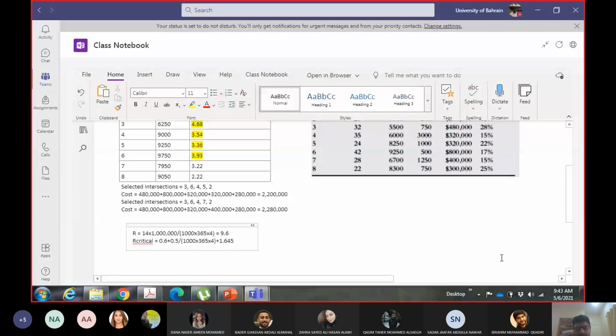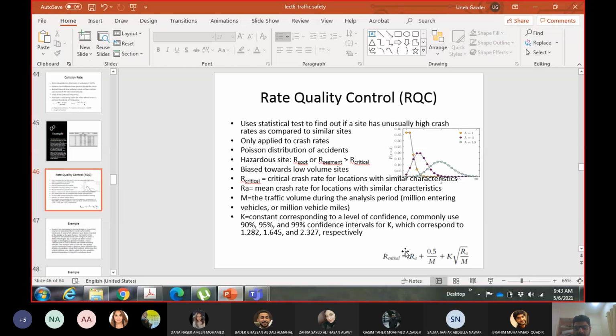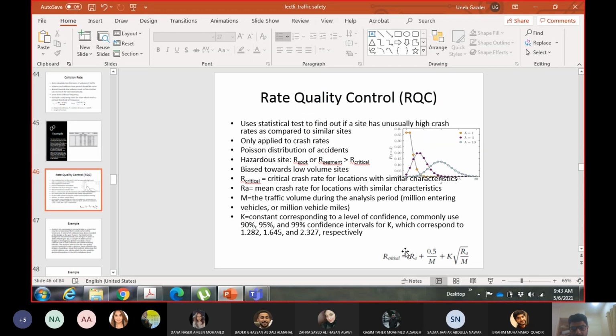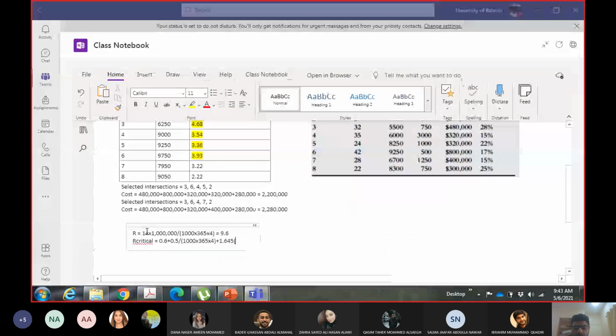If the critical value is more than that, then we will call it a hazardous site. For critical, the mean is given as 0.6. This is a constant. Then this is a million entering vehicles, and then this is the K value for the 95% confidence interval, and then you have to take the square root. So I will put the power. The average was 0.6 divided by million entering vehicles, to the power, meaning I am taking the square root.